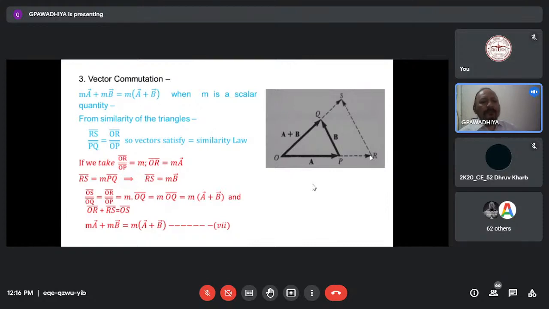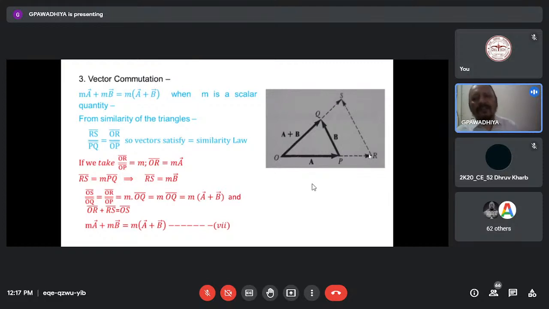And then here, say we multiply this vector B with the same number M, then B gets extended to RS. Direction remains the same, but the triangle changes now. And then we extend OQ to meet at S. So this new vector we are getting is OS, which is the sum of OR plus RS.